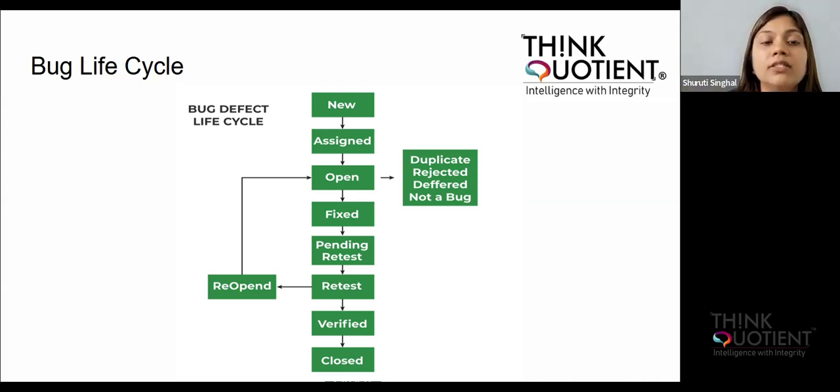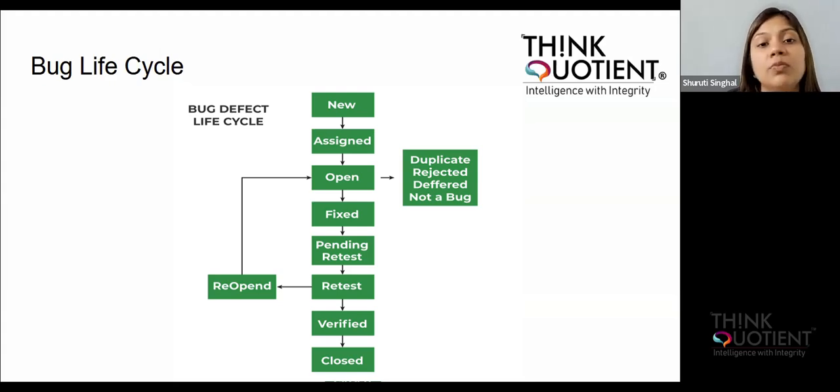Then it is non-reproducible. That means it is due to the platform mismatch, data mismatch, or the way you are using it, so we can't reproduce it. The next is it cannot be fixed. That means we do not have that much technology or skills to fix this kind of bug. So it can't be fixed.